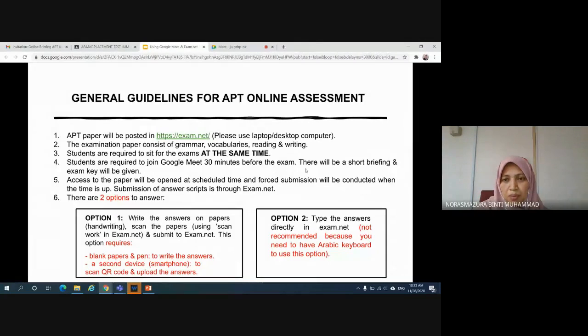Okay, there will be a short briefing and the exam key will be given. Okay, so there will be a short briefing on APT also this afternoon. Means when you join the Google Meet, the exam key will be given after this. Okay, access to the paper will be open at the scheduled time, and submission will be conducted when the time is up. Submission of answer script to exam.net.